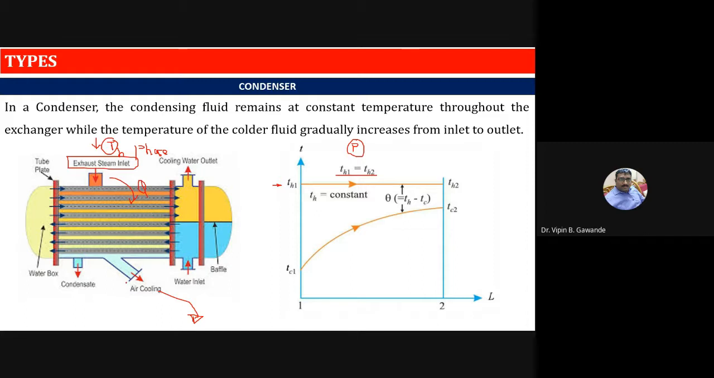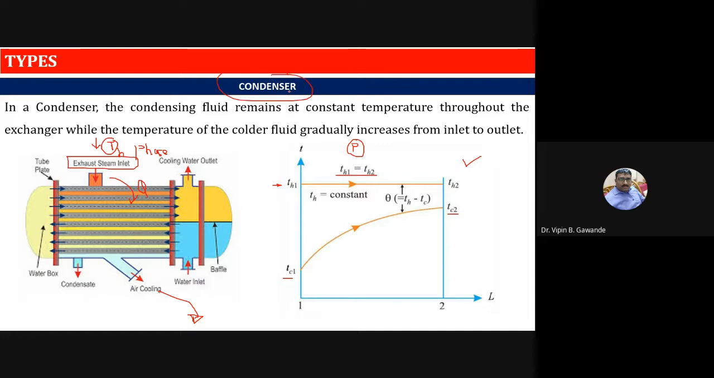Now what will happen to the cold feed? The cold feed will accept this heat, or absorb this heat, and its temperature will increase from TC1 to TC2. These are the two temperatures for the cold feed. When it accepts the heat from the steam, its temperature will increase, so the graph has an increasing trend here, from TC1 to TC2. While for the steam, for the phase change process, TH1 will remain equal to TH2. So this is the temperature and length graph for the condenser.